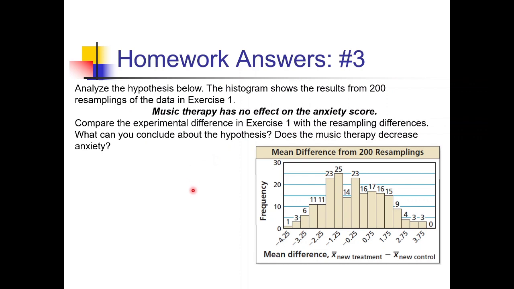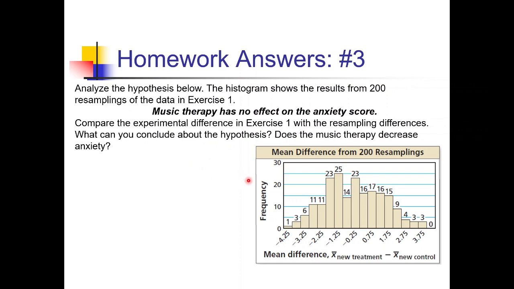For this last one, they want us to analyze the hypothesis below, and we've also got a histogram that is the results of 200 resamplings of our data from example 1. So our hypothesis is that music therapy has no effect on the anxiety score. So we want to compare the experimental difference that we got in exercise 1, which I believe was negative 5.9, with all these resampling differences and see what we can conclude about this hypothesis. Does music therapy decrease anxiety?